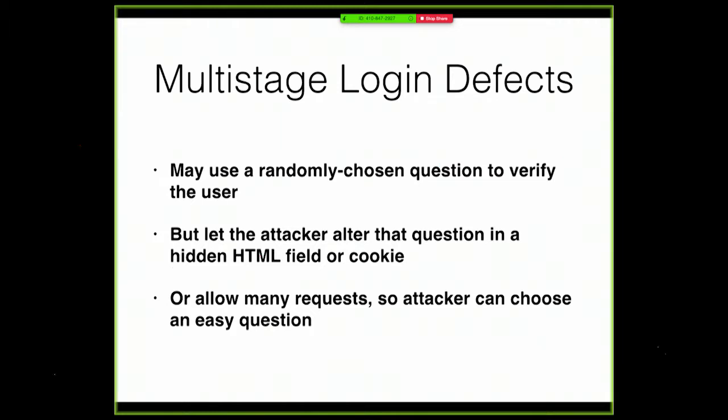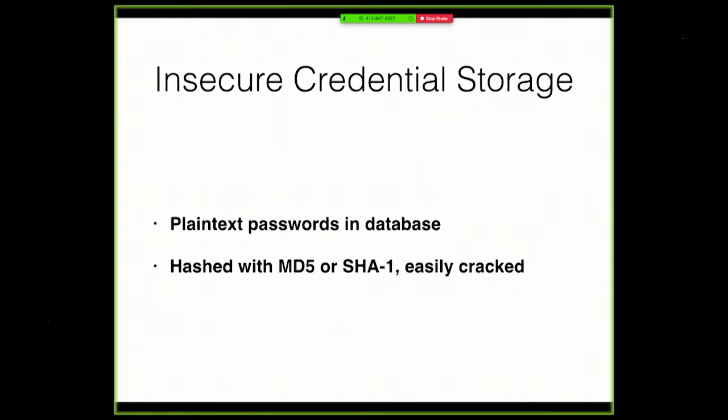So another thing is if you use a randomly chosen question to verify the user, and you have like 10 possible questions, I might be able to specify which question I'm answering in the request so I can change it to a different question that's easier to answer. Or you might allow many requests, so I can just keep trying until I get a different question that's easier to answer.